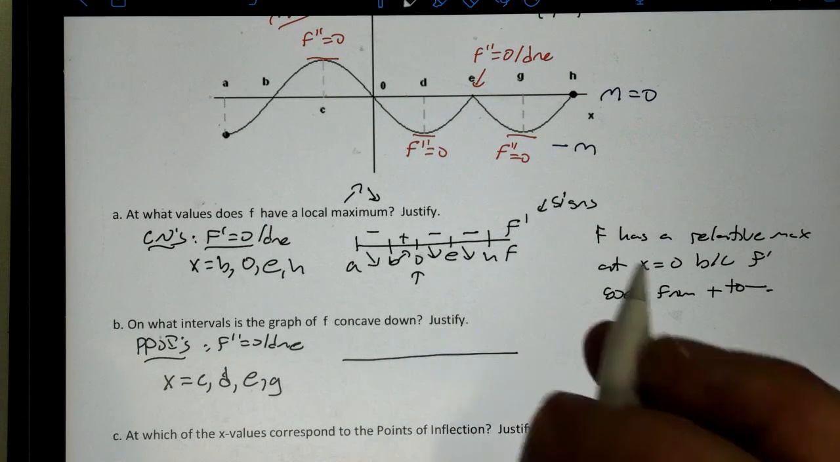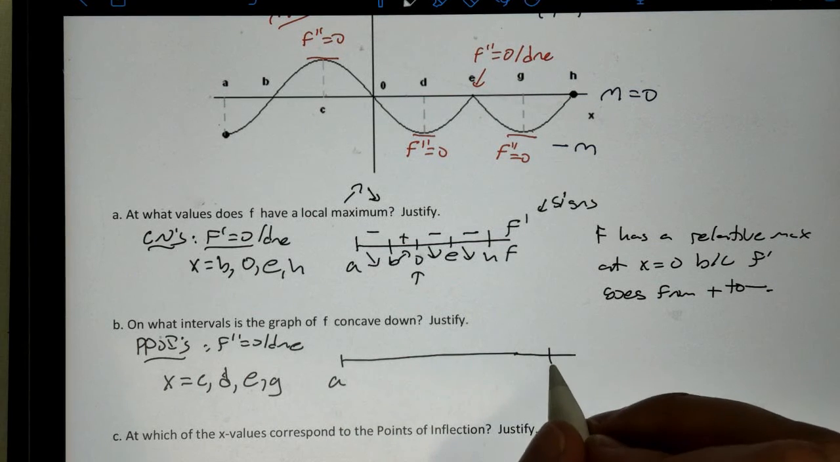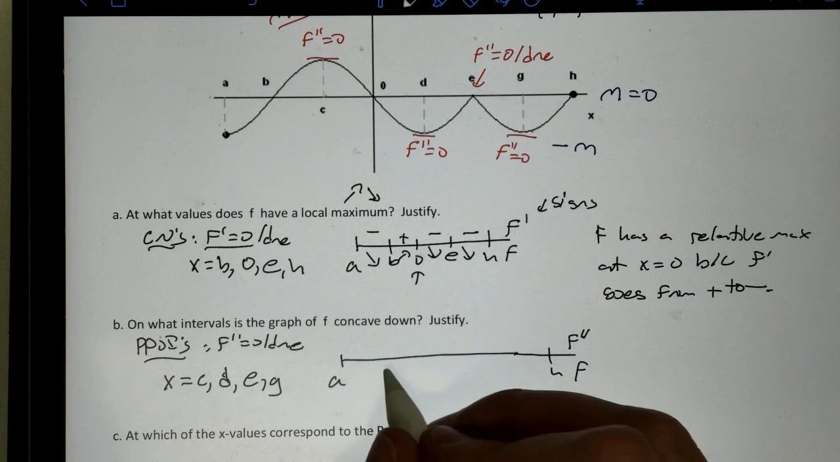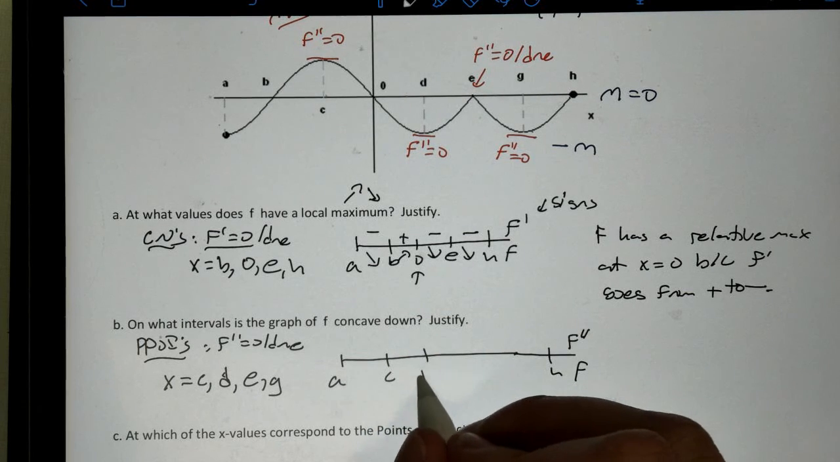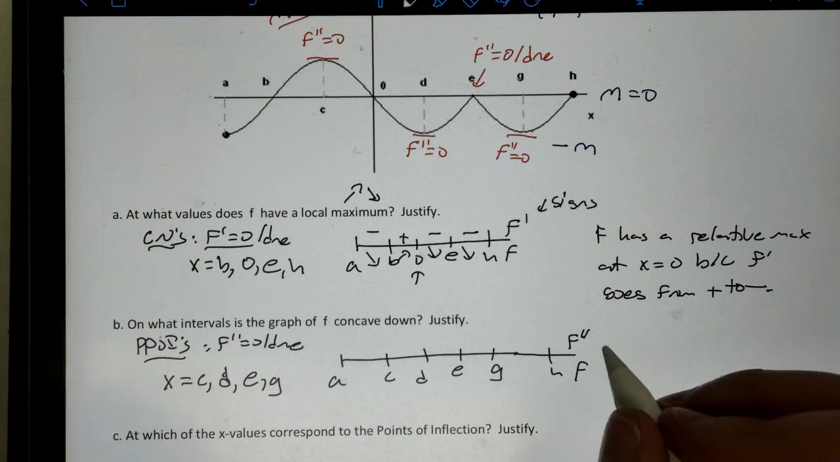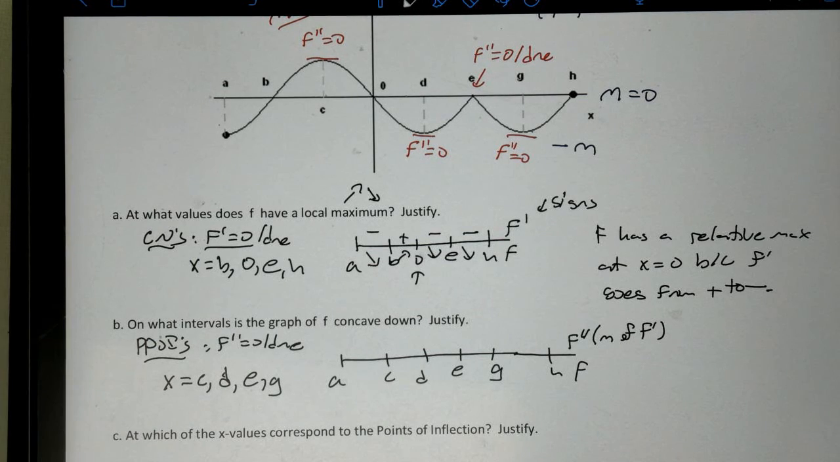And I can do this real quick. Make this a little bit longer here. We're going to go from A to H. The second derivative, how does it make my function look? C, D, E, and G. And this time I'm looking at the slope of the derivative graph. I'm going to look at the slopes here.